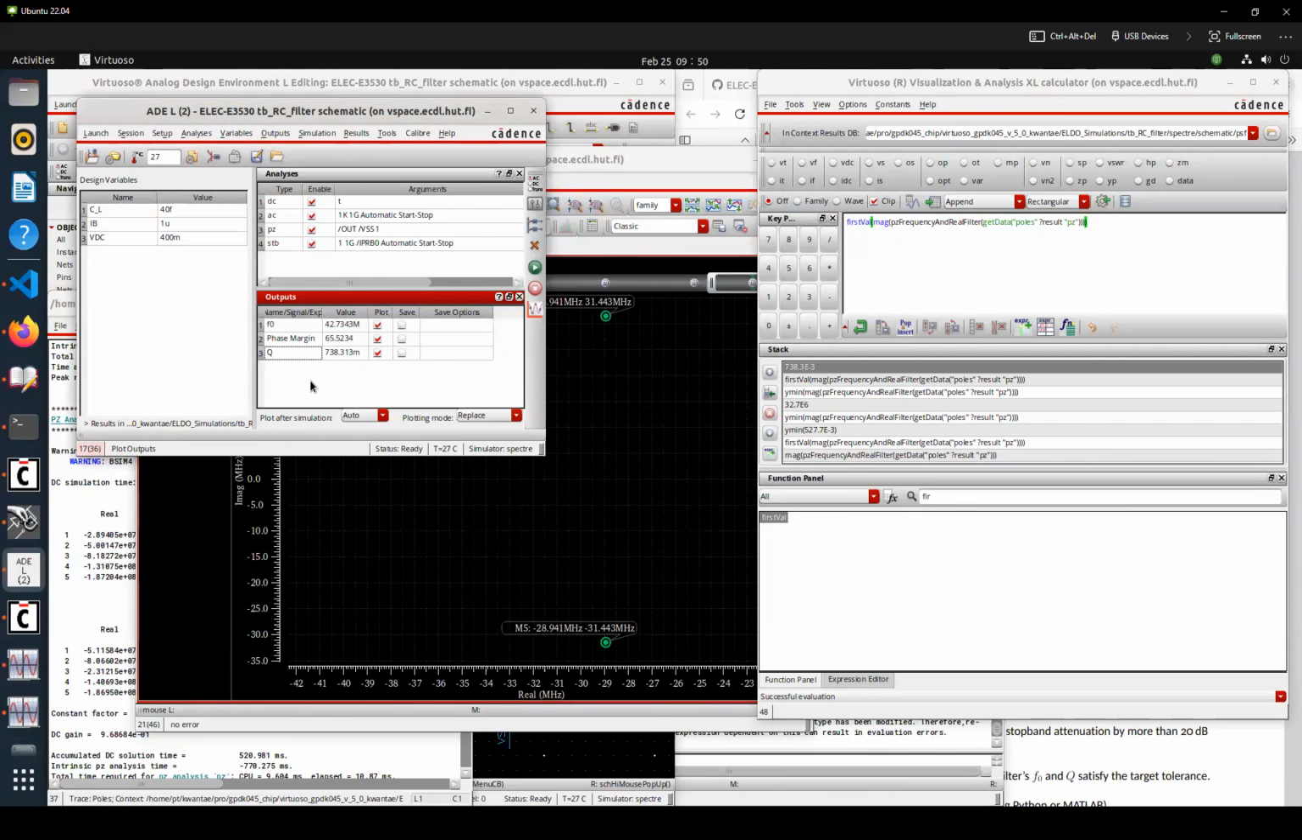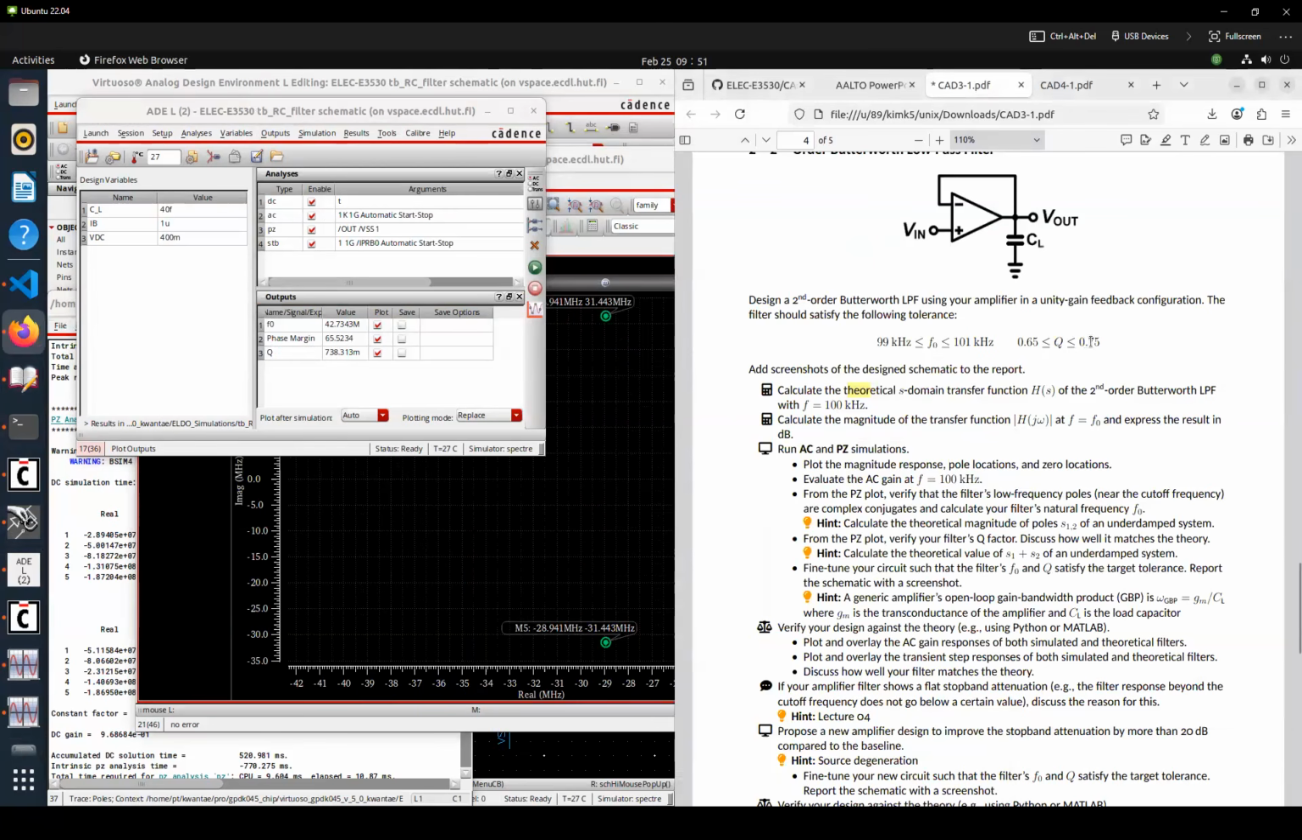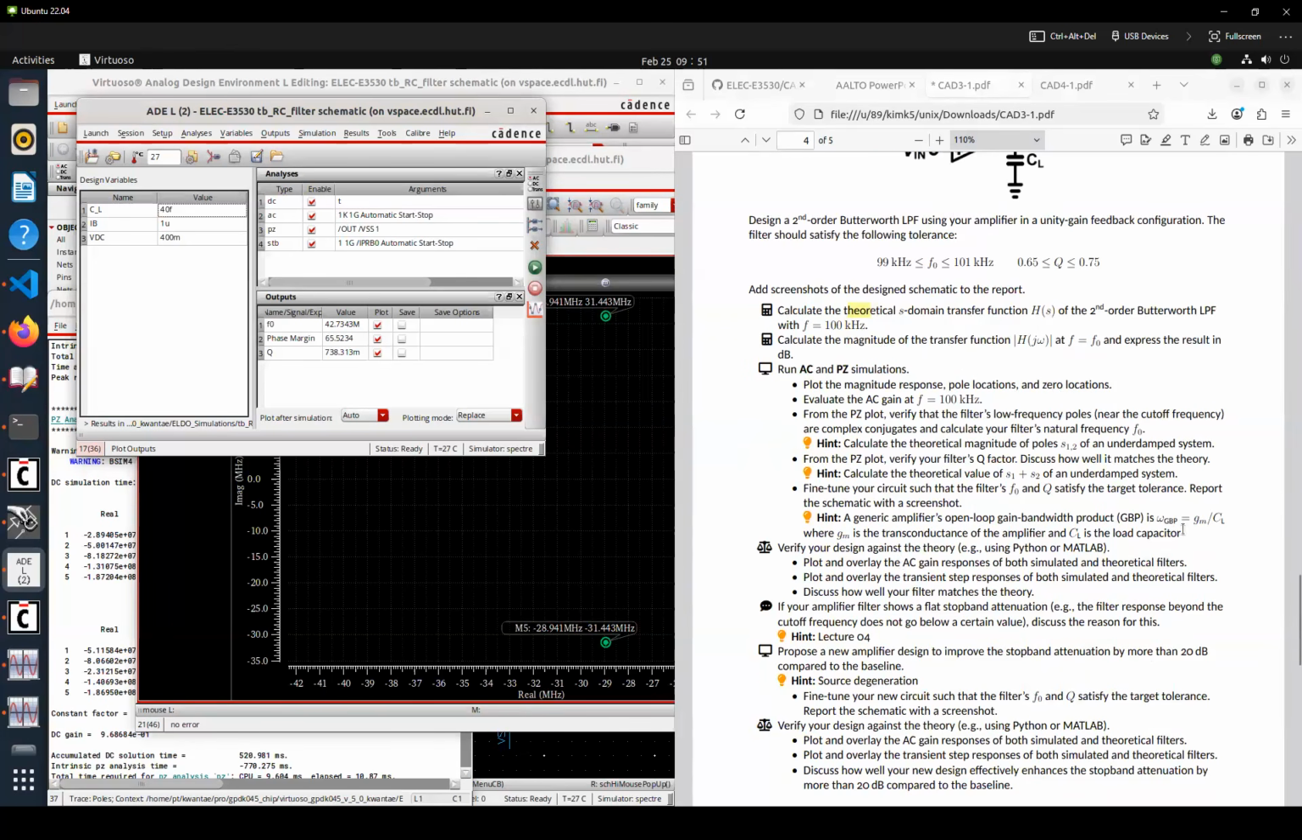Okay, so Q factor is 0.73, right? And this is within the specification, right? 0.73 is within 0.65 and 0.75. But our cutoff frequency, I mean the natural frequency here, F0, is much higher than 100 kilohertz. So if you just increase CL to decrease the F0, then you lose the Q factor specification. So in this case, the only other way is controlling GM here. That was the hint.